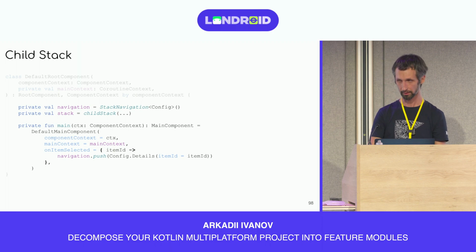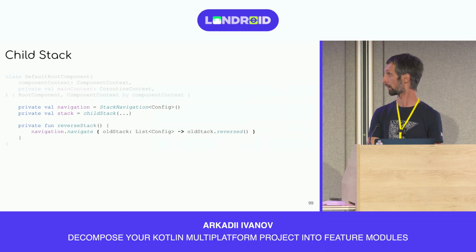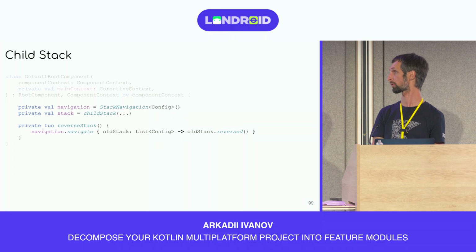As I said, you can use navigation to push a child. For example, in this case, when an item is clicked, we just push details there, supplying arguments. And as I said, navigate is just a simple transformer function, so you can do any kind of navigation. You can reverse the stack if you want, or you can shuffle it.